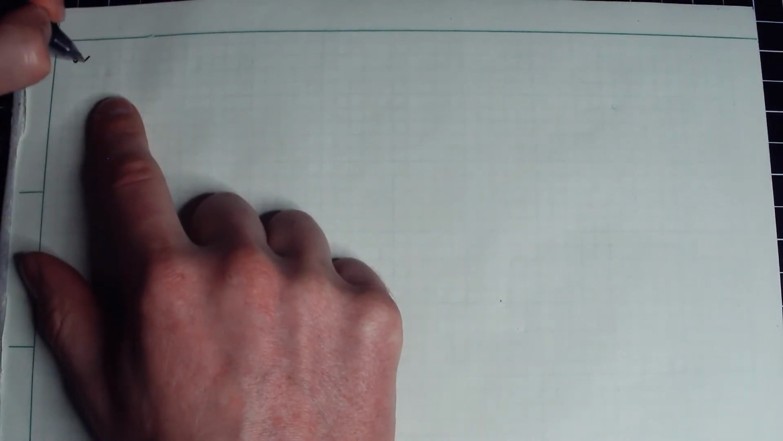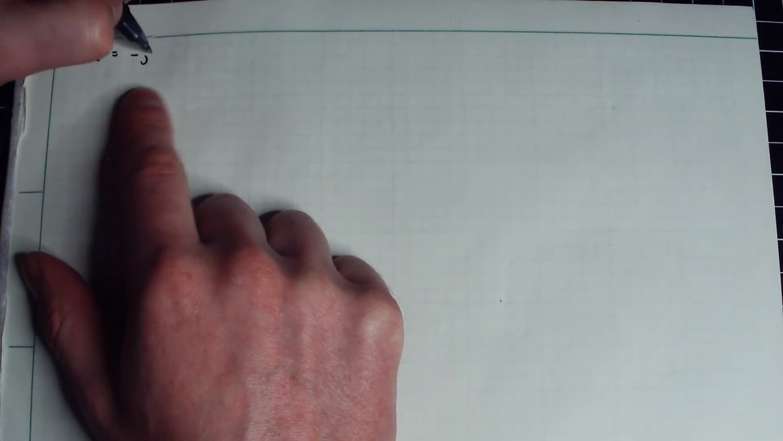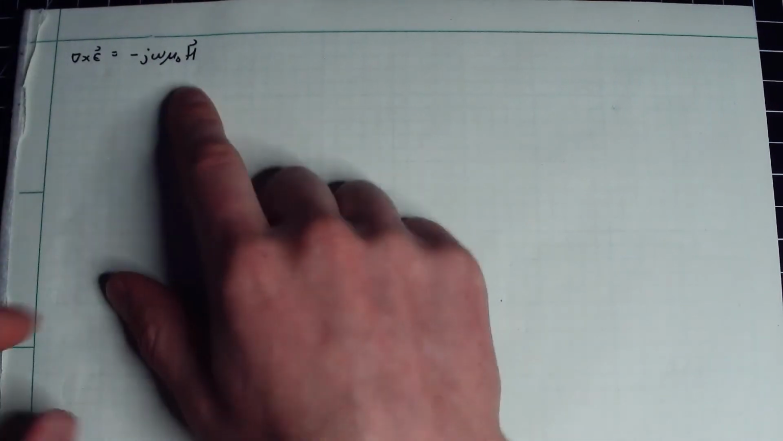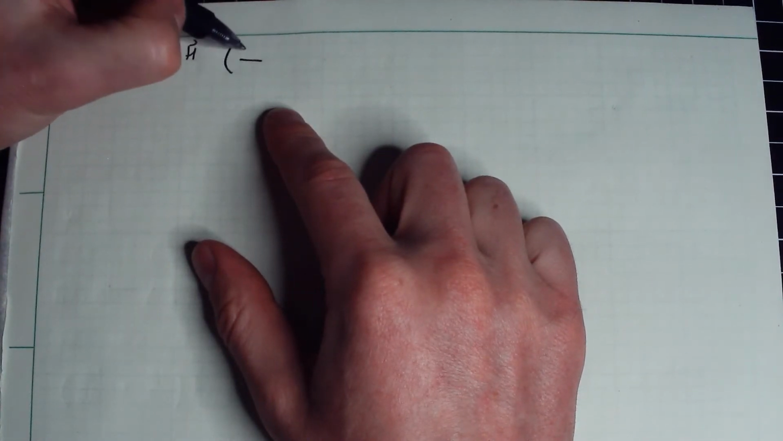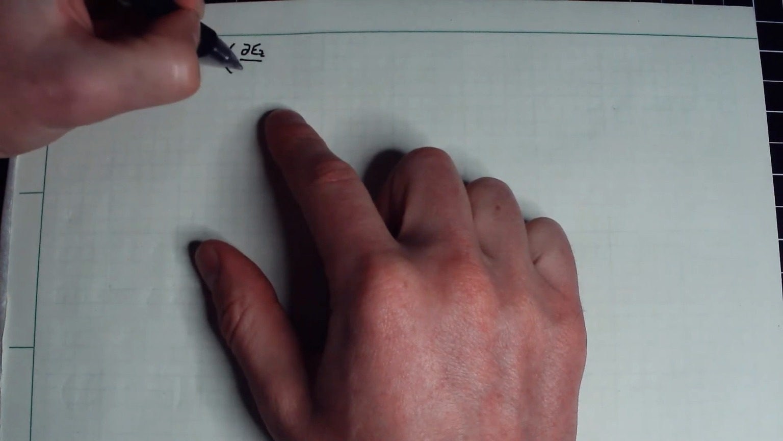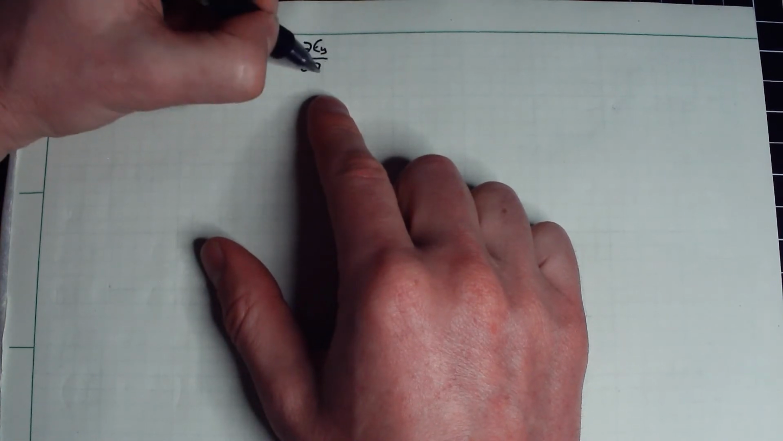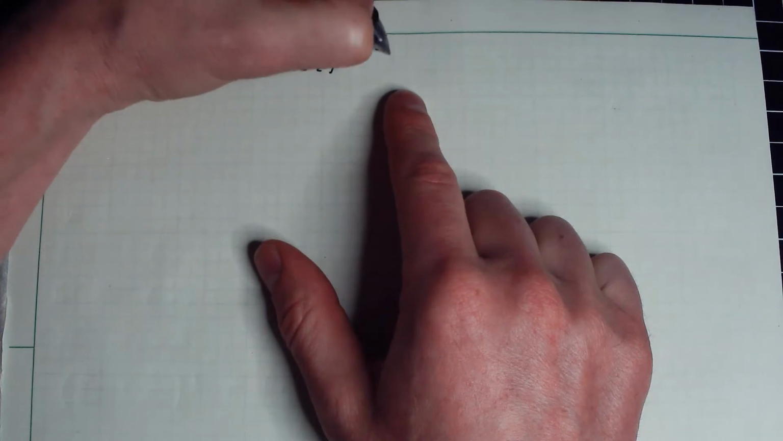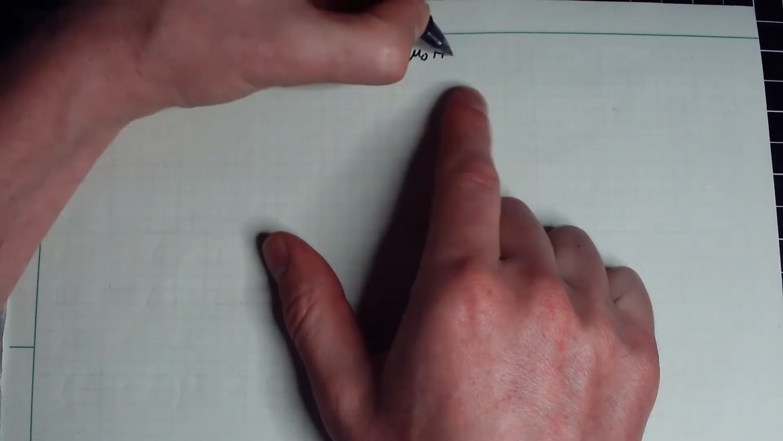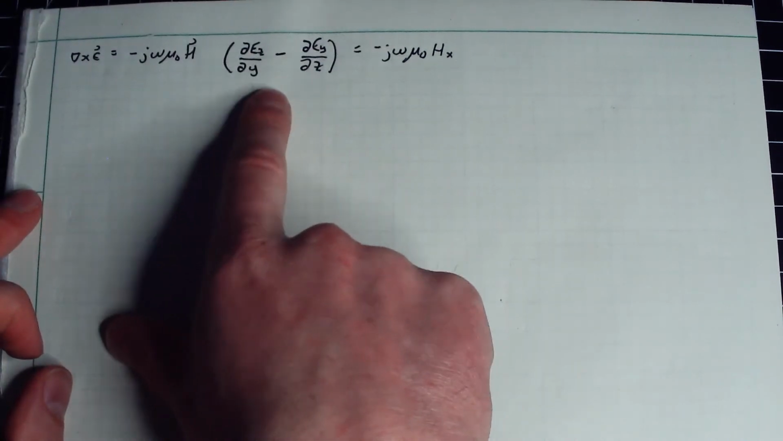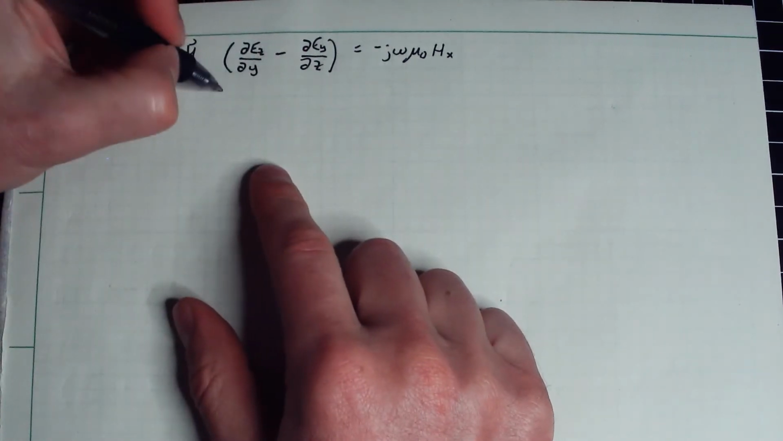So first things first, recall Faraday's law. Del cross E is negative j omega mu naught times h. That may look like one equation, but it's actually 3 equations in one, and they look like the following. Partial e sub z with respect to y minus partial e sub y with respect to z is equal to minus j omega mu naught h sub x. This is the x component of these guys being matched here. You carry out the curl, pull out the x component, and then pull out the x component of my h.